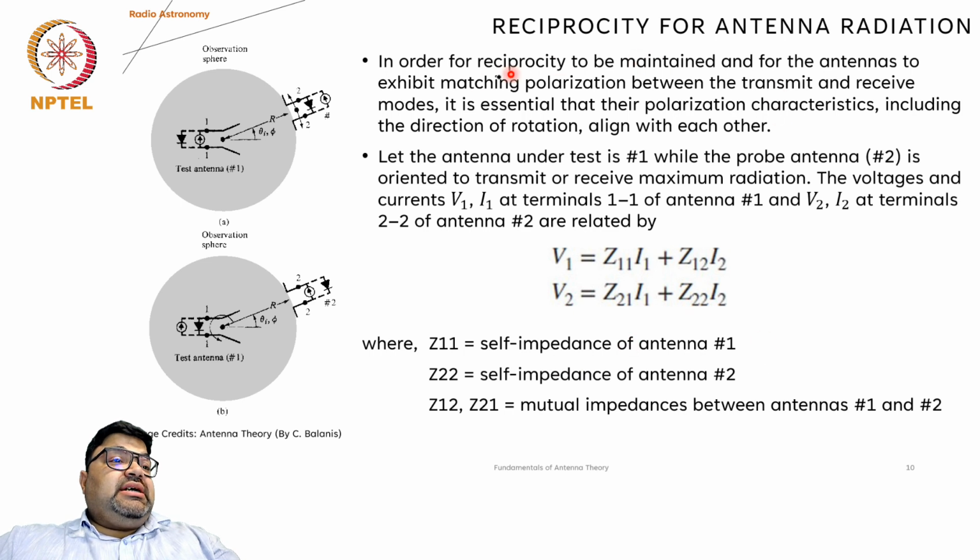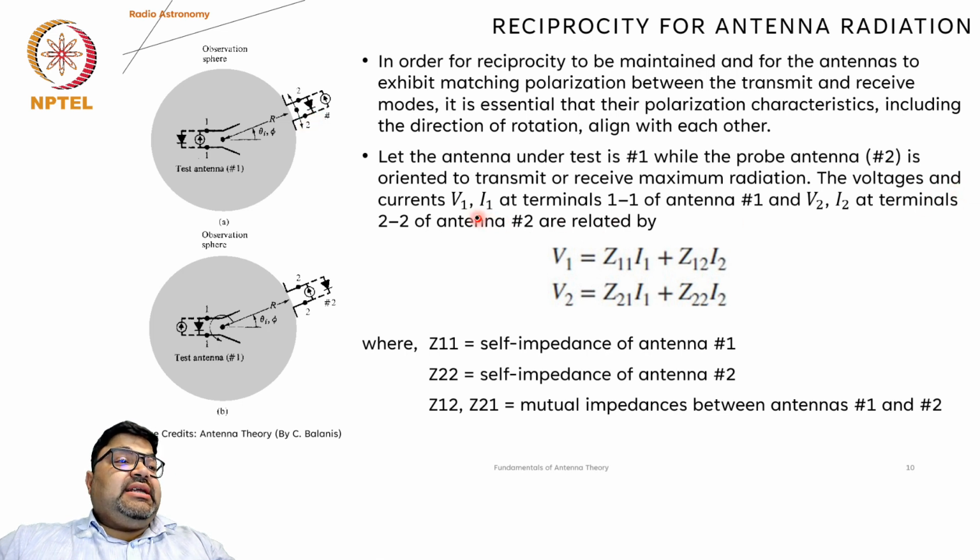So, the theorem for reciprocity for antenna radiation: in order for reciprocity to be maintained and for the antennas to exhibit matching polarization between transmit and receive modes, it is essential that their polarization characteristics, including the direction of rotation, align with each other. Let the antenna under test be number 1, which is here, while a probe antenna number 2 is oriented to transmit or receive maximum radiation.